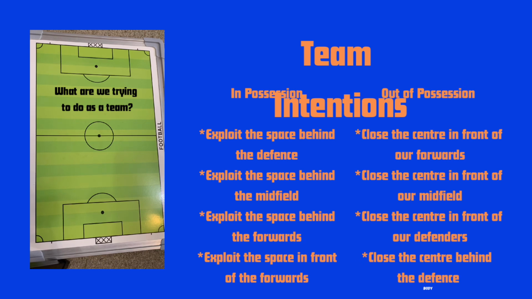Out of possession, number 1 priority is to close the middle of the pitch and to keep the opposition in front of our forward line. If we can't do that, we want to close the centre of the pitch and keep them in front of the midfield line. And if we can't do that, we want to close the centre of the pitch and keep them in front of the defence.